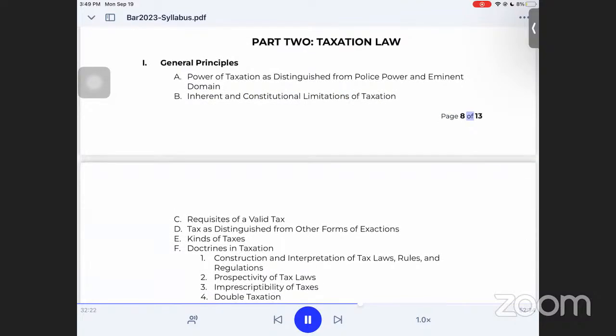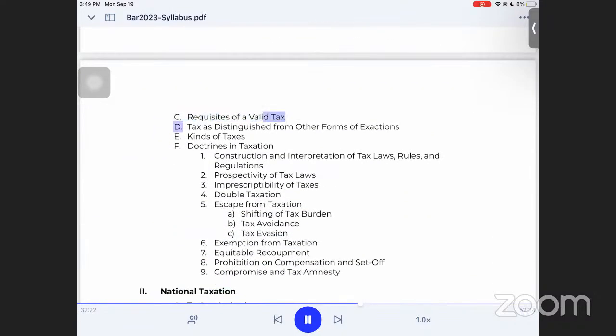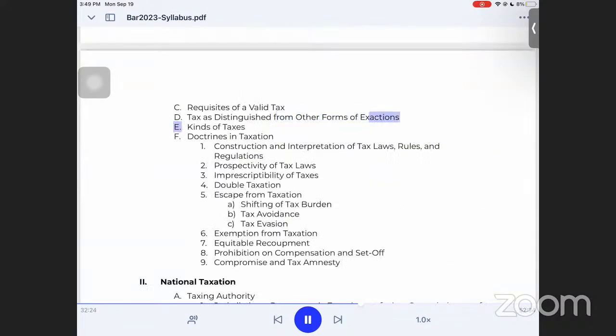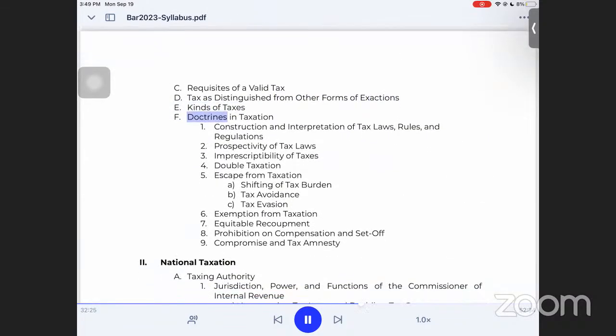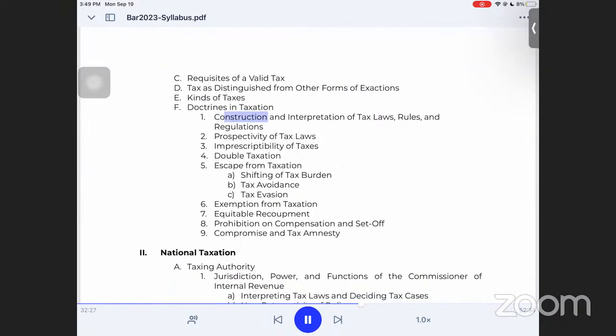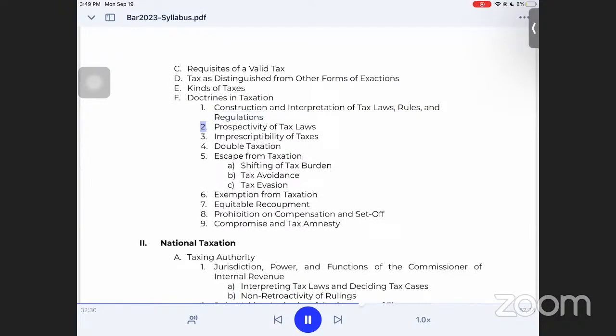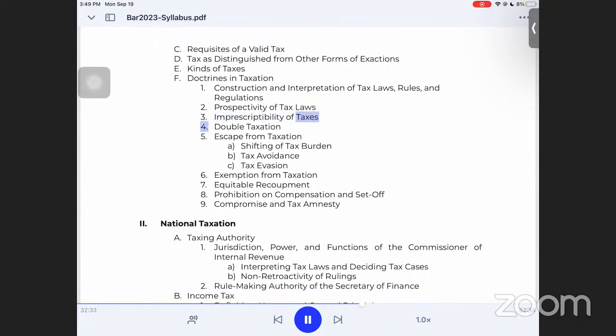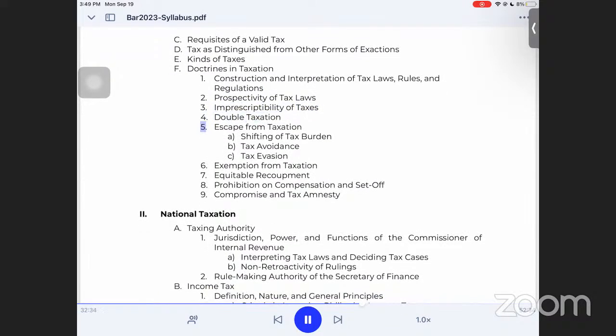Page 8 of 13. C. Requisites of valid tax. D. Taxes distinguished from other forms of exactions. E. Kinds of taxes. F. Doctrines in taxation: 1. Construction and interpretation of tax laws, rules, and regulations; 2. Prospectivity of tax laws; 3. Imprescriptibility of taxes; 4. Double taxation.